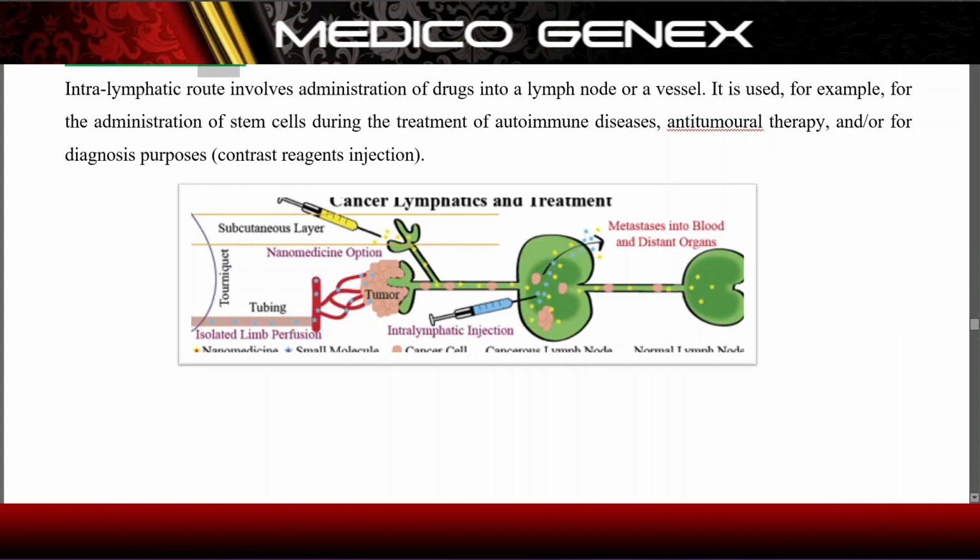Intralymphatic route. Intralymphatic route involves administration of drugs into a lymph node or a vessel. It is used, for example, for the administration of stem cells during the treatment of autoimmune diseases, antitumoral therapy, and/or for diagnosis purposes, contrast reagents injection.